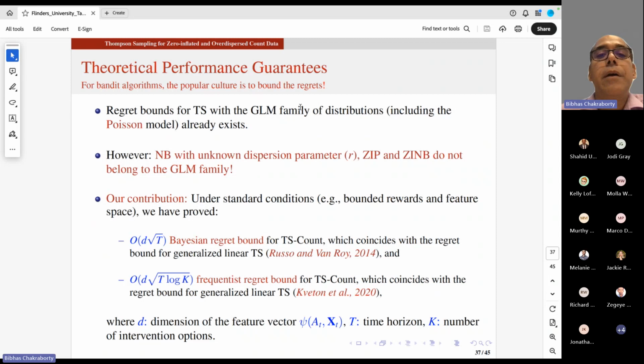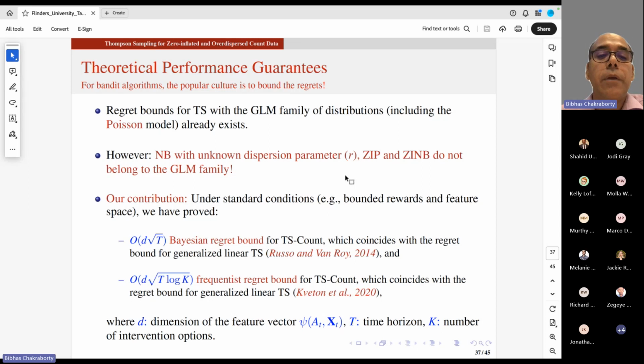The culture in Thompson sampling or contextual bandit algorithms is to bound the regrets for any algorithm. That's how the performance is viewed. So regret bounds for Thompson sampling with the GLM family of distributions already exist. However, negative binomial with unknown dispersion as well as the zero inflated models do not belong to the GLM family. So that's where our contribution lies.